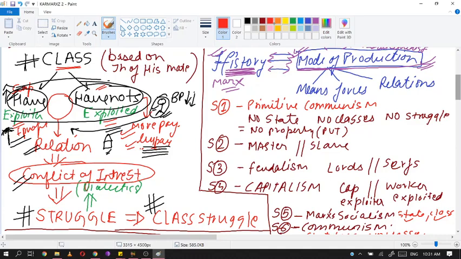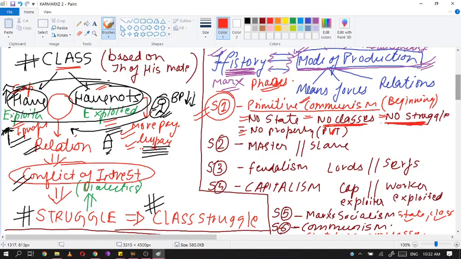Let's try to understand his history. According to him, history till now, when Marx was alive, has seen a few phases. You can call them stages of history. So the first stage is primitive communism. See this, he's saying that communism existed previously, in fact in the beginning. So you were living in a communist world. Primitive communism: no state, no classes, no struggle, no private property, obviously. If there are no classes, that means there is no class struggle. If there is no class struggle, it means everything is static. There is no need for state. No classes is only possible when there is no private property.